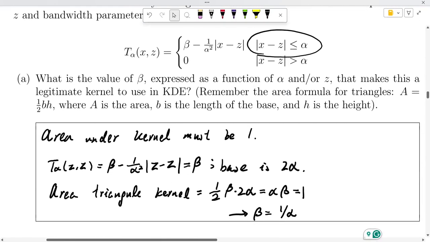Okay, so in this case, we get that for the kernel to have an area under the curve summed to 1, beta should be equal to 1 over alpha. And that's the key answer to this question.